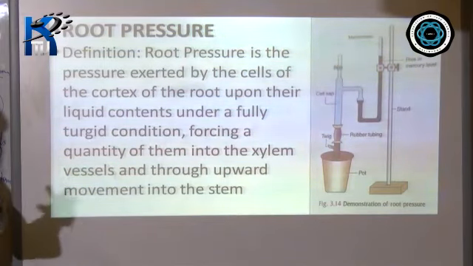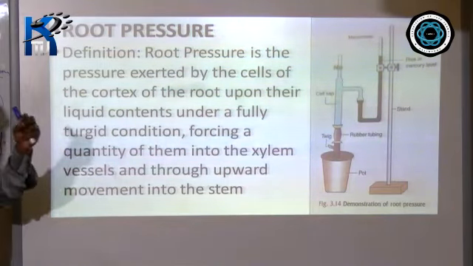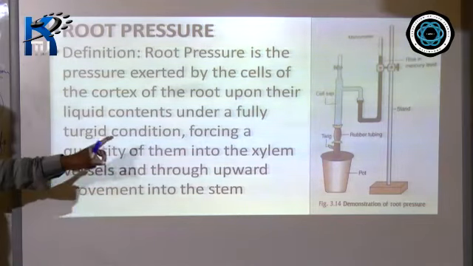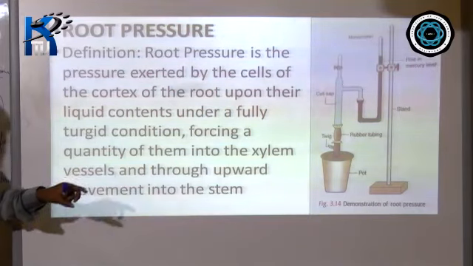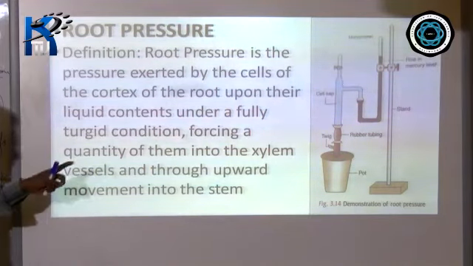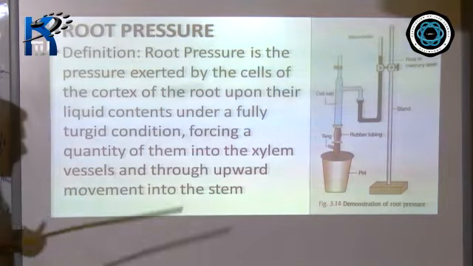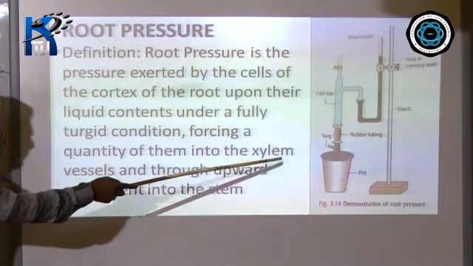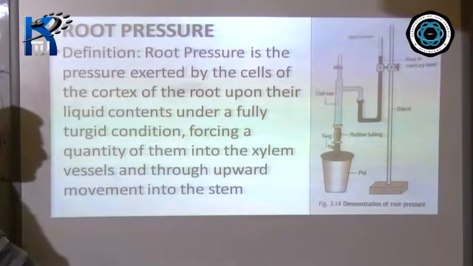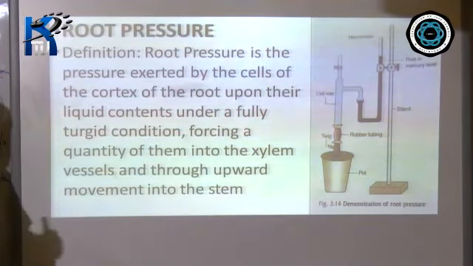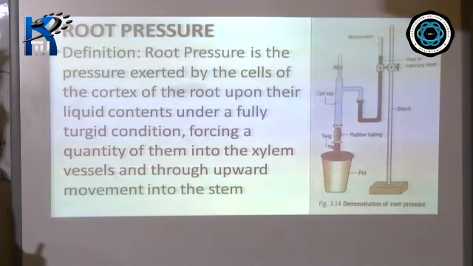Each cell becomes turgid because each root hair absorbs the water and minerals, forcing a quantity of them. That means all these turgid cells force the water into which tissue? Xylem vessels. Okay, and through upward movement, then finally from the xylem tissue what will happen? The water is pushed upward into the upper part of the plant body. So this is how the plant absorbs water and minerals.